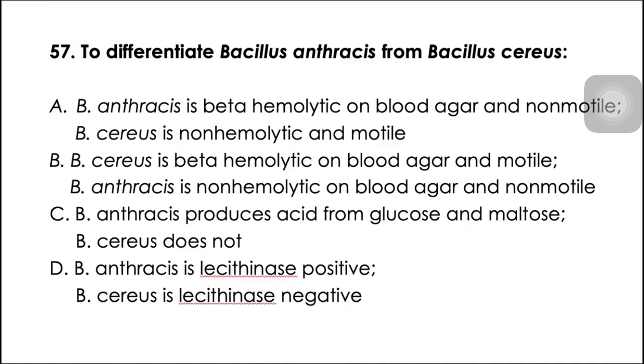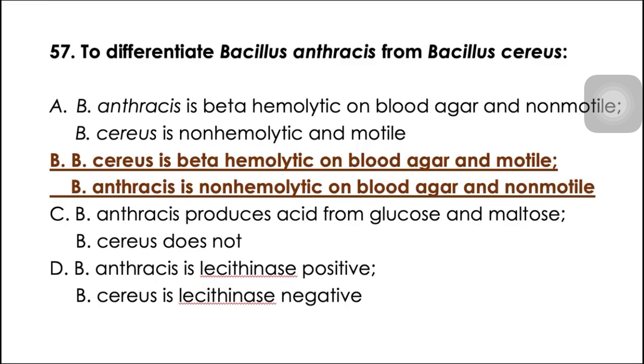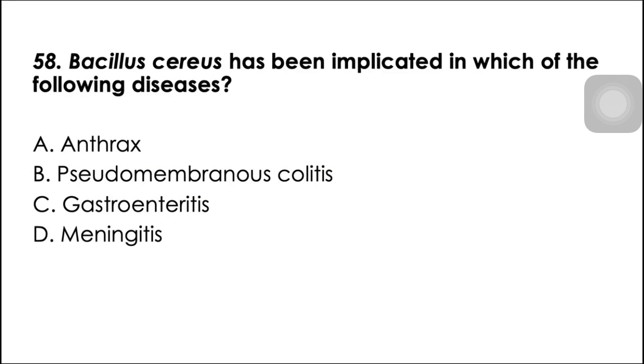again, no? Bacillus anthracis is non-motile, non-hemolytic. Bacillus cereus is motile and hemolytic. So that is letter B. Okay? So Bacillus cereus is beta hemolytic on blood agar and motile, while Bacillus anthracis is non-motile on blood agar and non-hemolytic. Non-hemolytic and non-motile. Okay? Next, number 58.